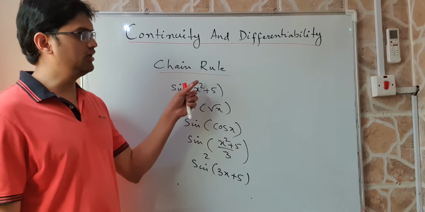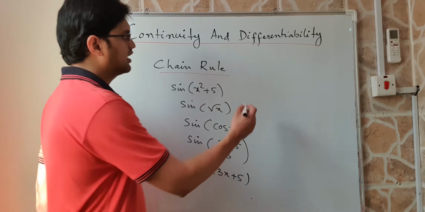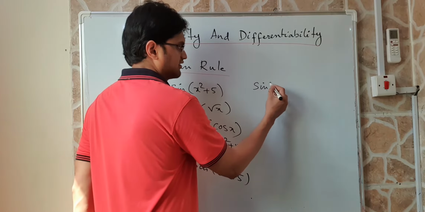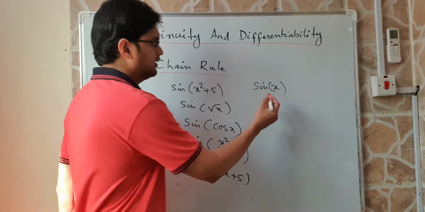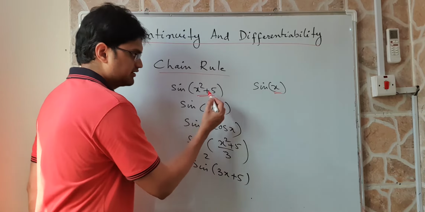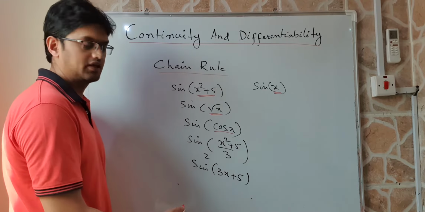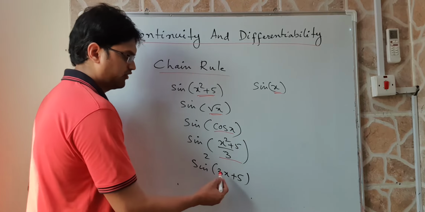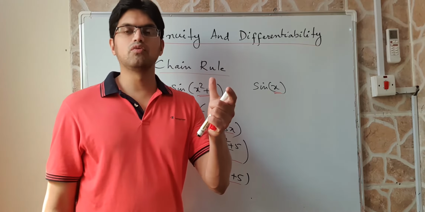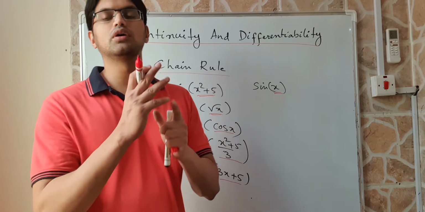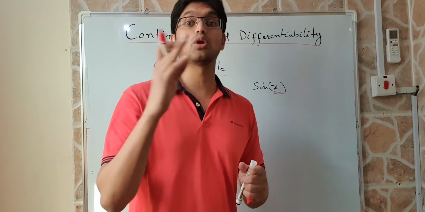So what is this? When you come across these kinds of problems, the important thing is that we are not taking the direct derivative, which is sine x. Here the angle is changing. The angle has changed to something else, that is sine of x square plus 5. Here it is root x, here it is sine of cos x, here it is x square plus 5 by 3, and 3x plus 5. I will use one simple word which will help you identify whether the problem is given in terms of the chain rule or not.